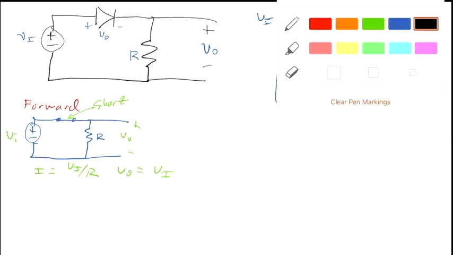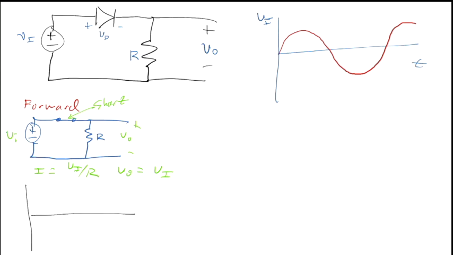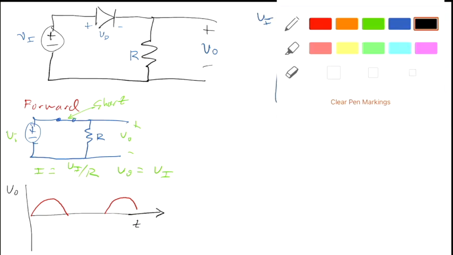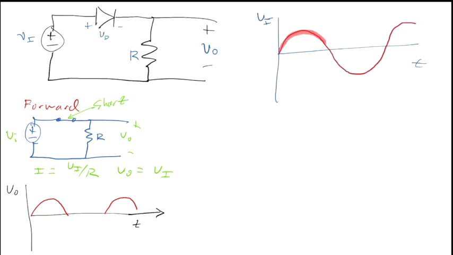And if we draw the waveform of that, then we're going to get the positive going parts of that sinusoid, because this region here is forward biased. Right? Whenever we have a positive voltage on there with the ideal model, we've got a forward bias.